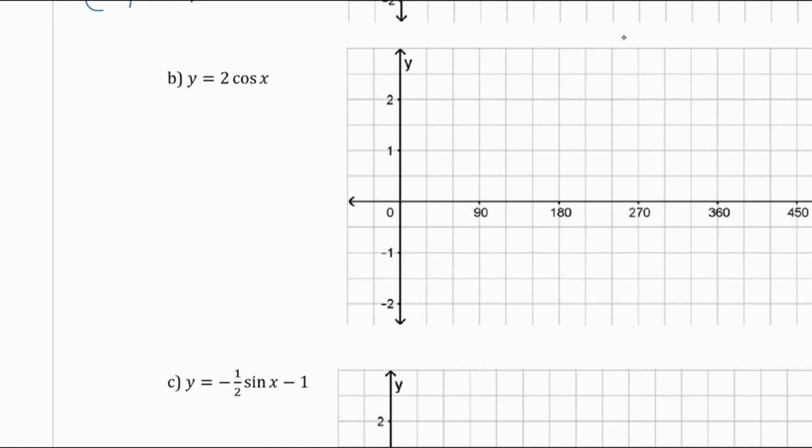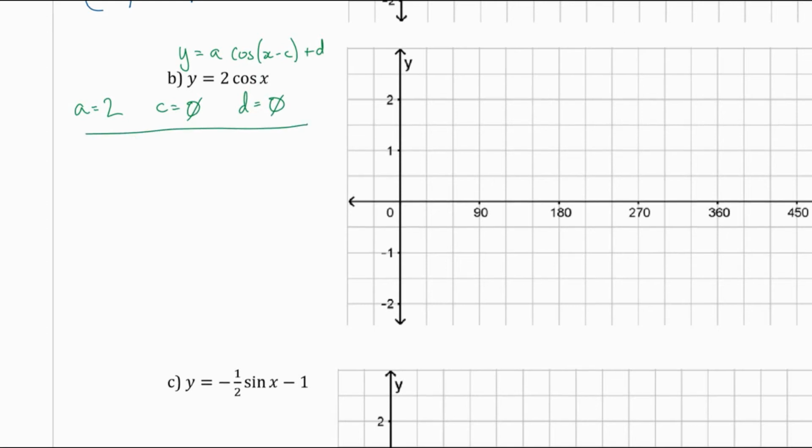So again, I'm going to do the same thing. y equals a cos(x minus c) plus d. So what is a? What is c? What is d? Well, look, a is 2. That's what it looks like to have an a value. c is still 0, and this time d is also 0. Okay, so there's my a, c, and d.